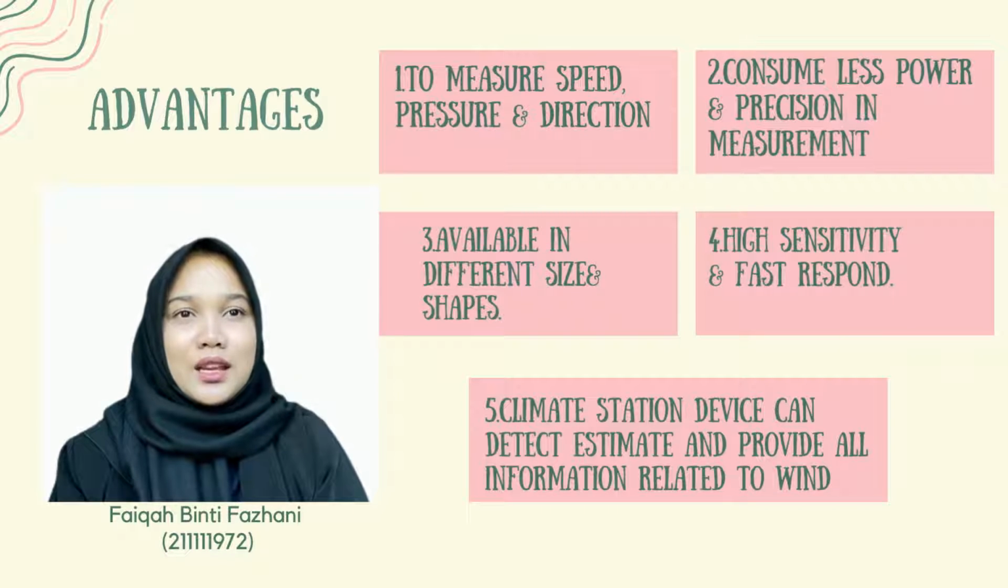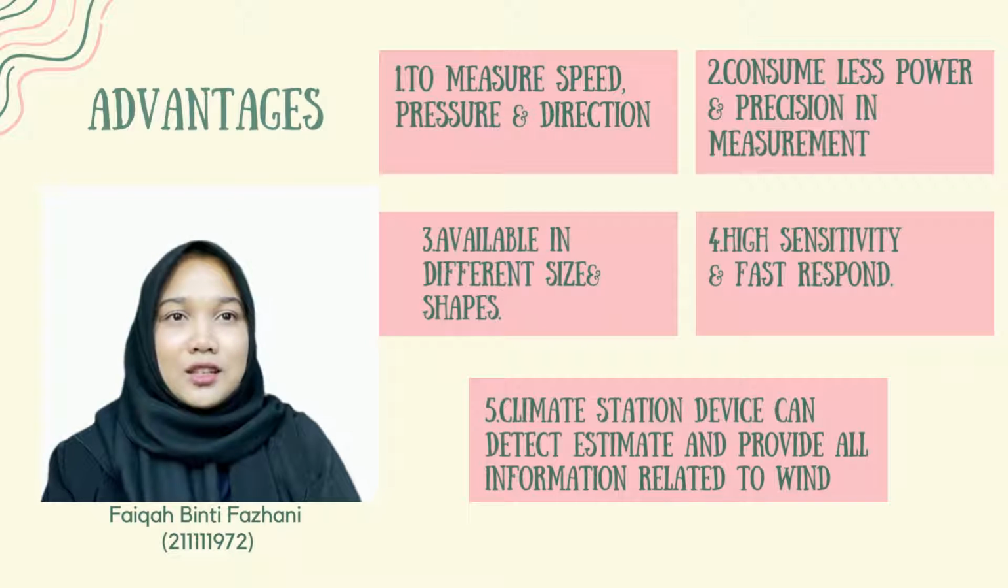Firstly, it is mainly used to measure speed, pressure and direction of the wind. Secondly, it consumes less power according to its cost and provides precision during the measurement. Next, it is available in different sizes and shapes. Thirdly, high sensitivity and fast response. And lastly, this climate station device can detect, estimate and provide all information related to wind.